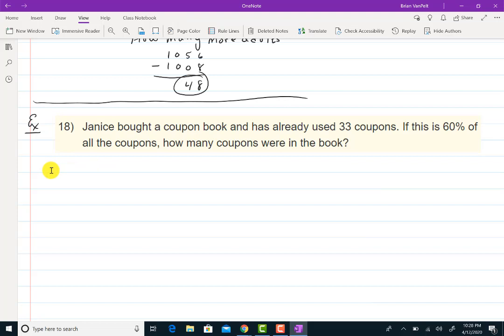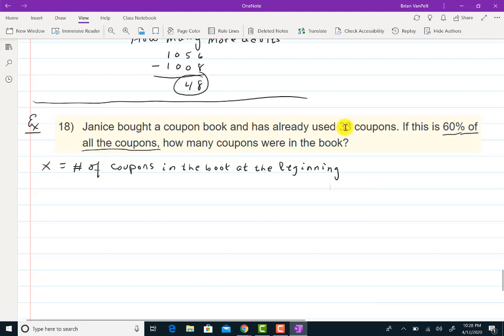In this next one, we have Janice bought a coupon book and she already used 33 of the coupons, which is 60% of all the coupons. So how many coupons were in the book? So 60% of all the coupons. So we could let X equal the number of coupons in the book. And we're left with 33 now. So I'll just say at the beginning. So we have that there. And then because now there are 33 coupons in the book now.